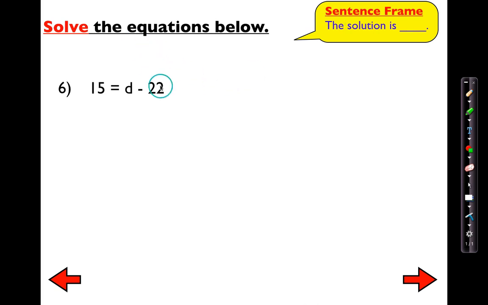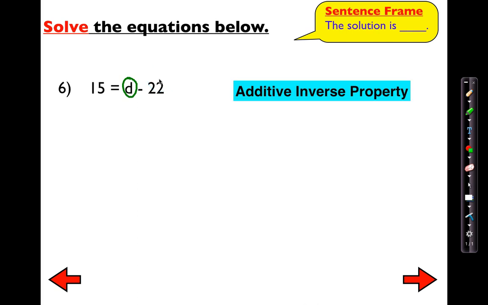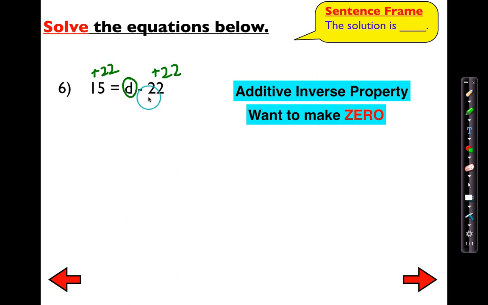Okay, so for number 6, we're trying to isolate D. So I need to get rid of this minus 22. So I'm going to utilize the additive inverse property. Basically, I want to create a 0. So how do I create a 0? Well, if this is subtracting 22, I want to do the inverse, which would be to add 22 to both sides. So that's going to be a 0 because negative 22 plus 22 is 0. This is exactly what I wanted.